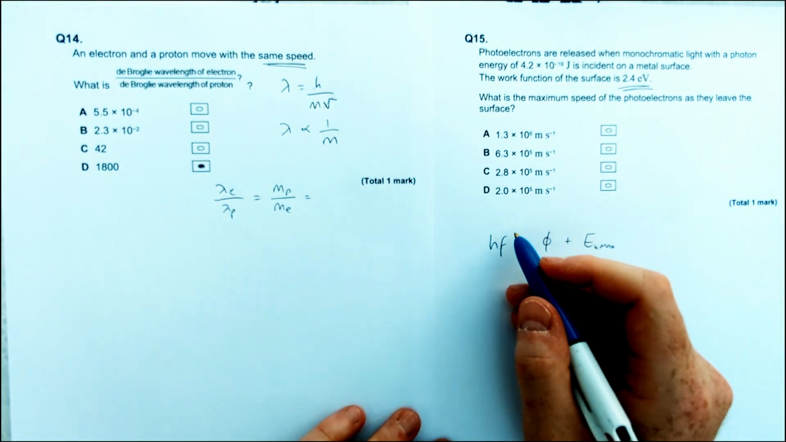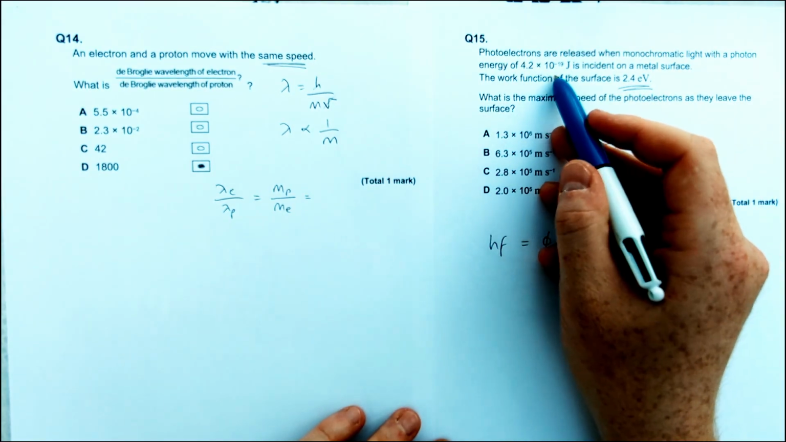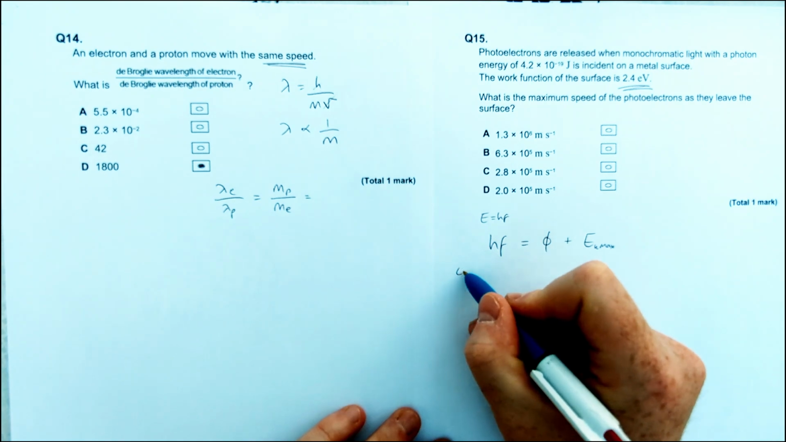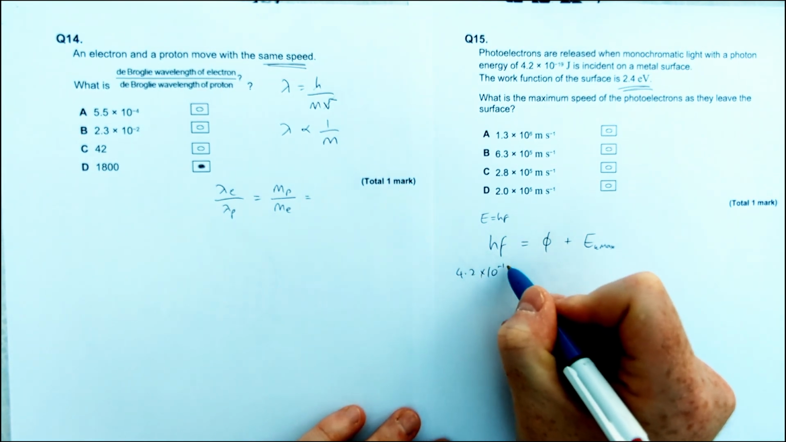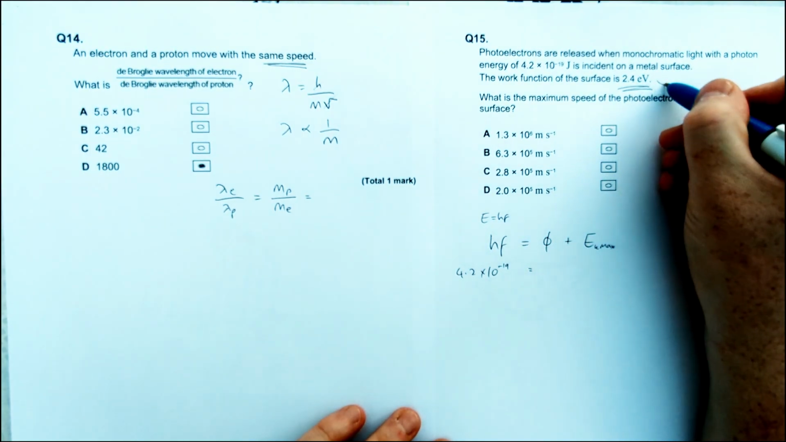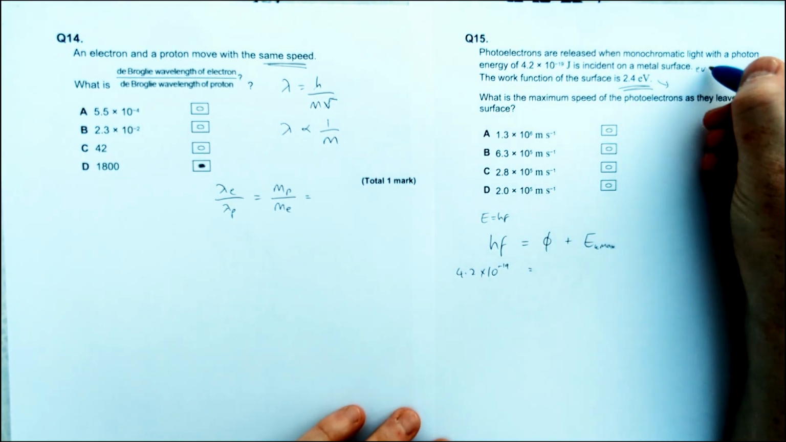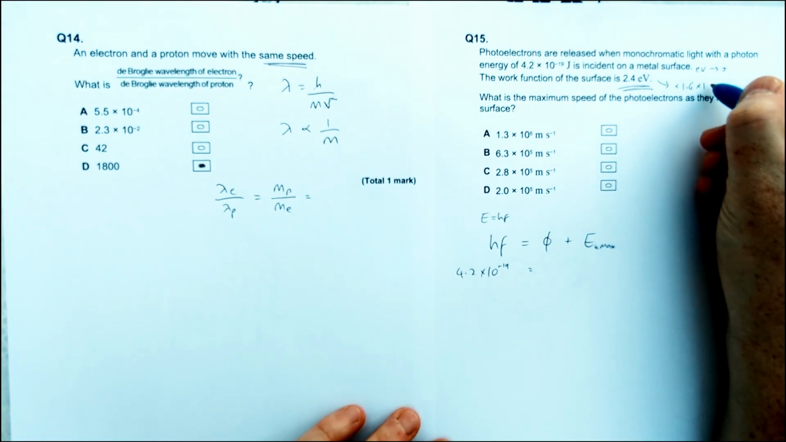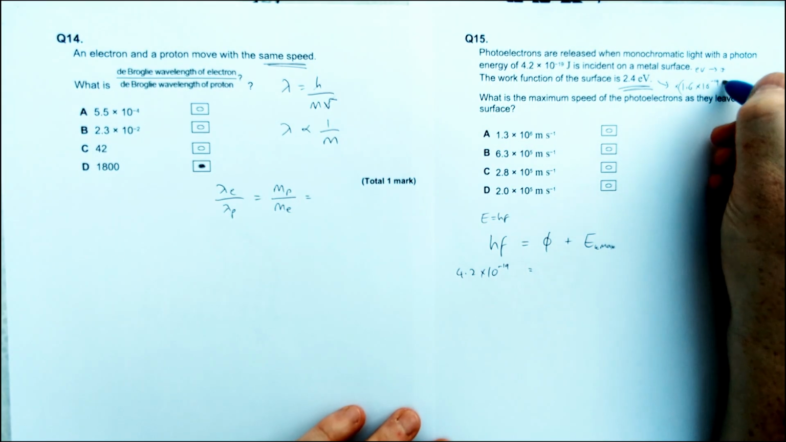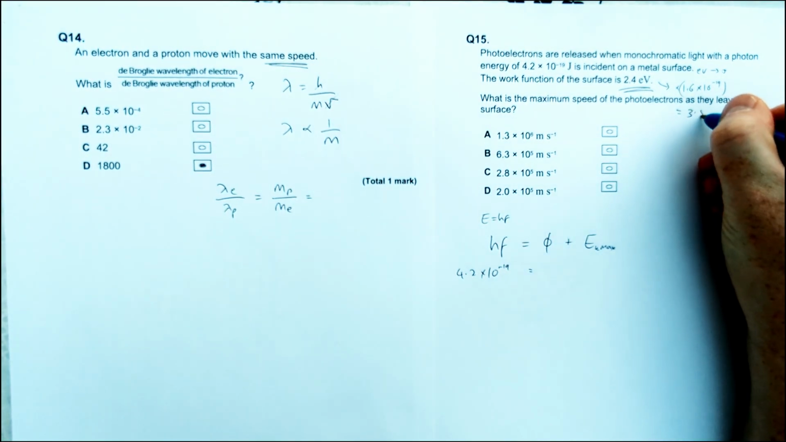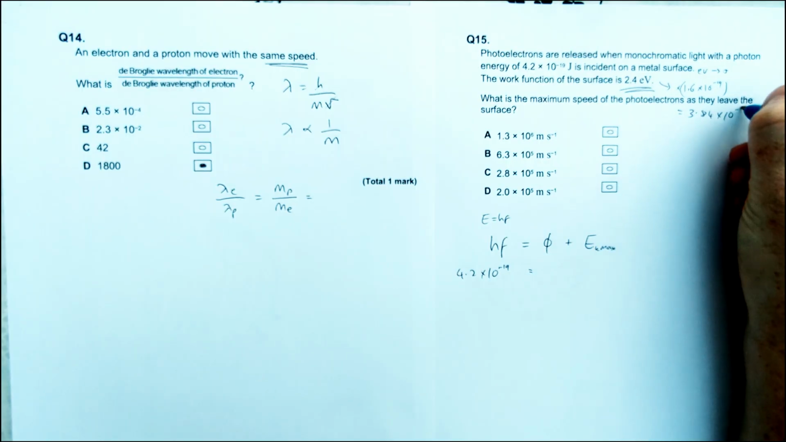So hf we don't need to know because we've already got the energy from the photon, so we can just write that in straight away, 4.2 times 10 to the minus 19. Work function, we need to convert this into joules. So to go from electron volts to joules, we go up in the alphabet, so we times by 1.6 times 10 to the minus 19 to find that into joules first of all. So that is 3.84 times 10 to the minus 19.